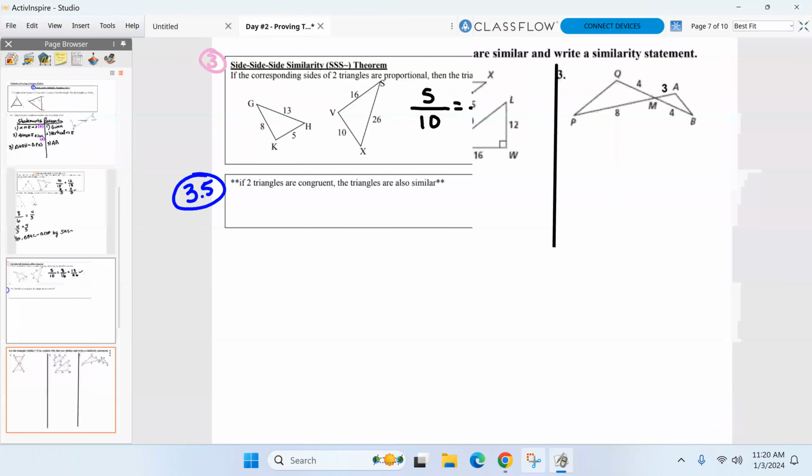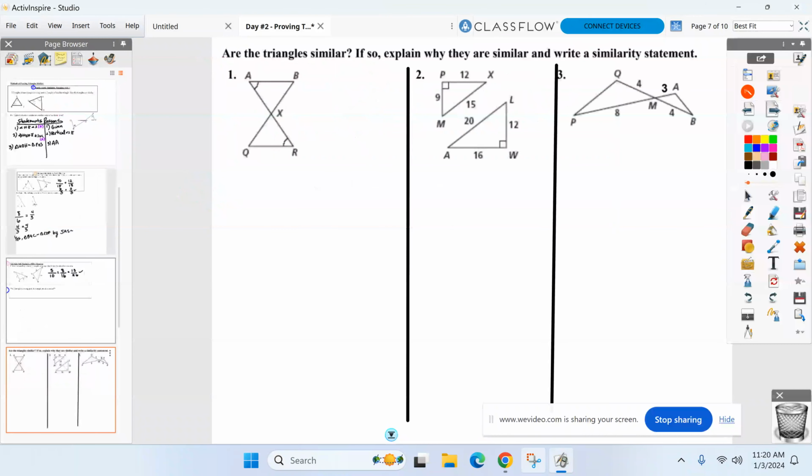Now we're going to play a little game. Are the triangles similar or not? You have 3.5 reasons. Let's look at 2 triangles there in number 1. Are they similar? What do we think? Yes, they are. If so, write a statement. Triangle AXB.